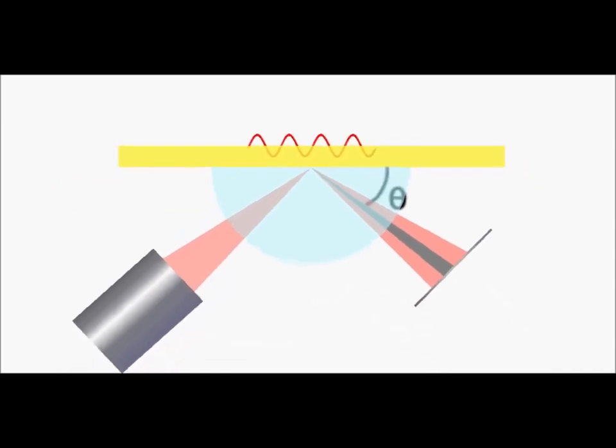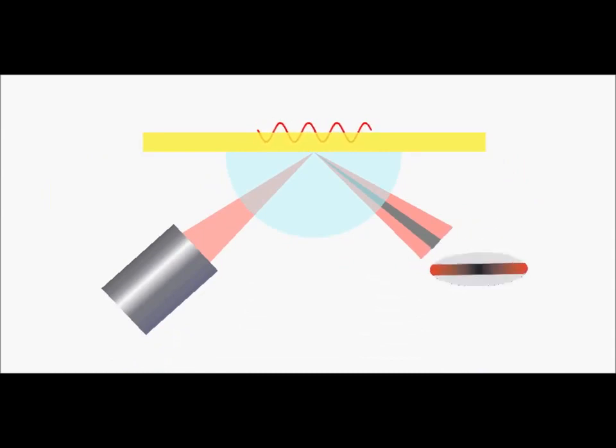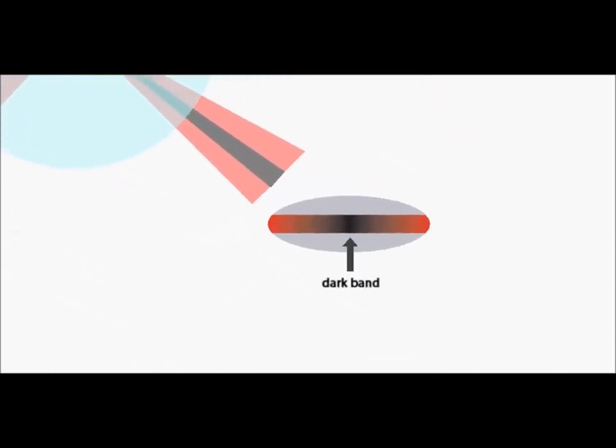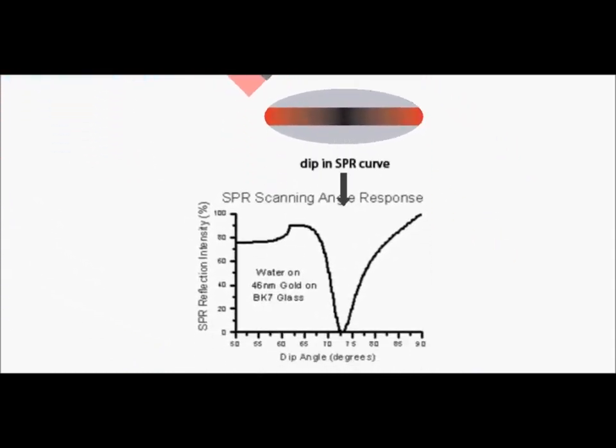The result is an intensity loss in the reflected beam, which appears as a dark band and can be seen as a dip in the SPR reflection intensity curve. The shape and location of the SPR dip can then be used to convey information about the sensor surface.